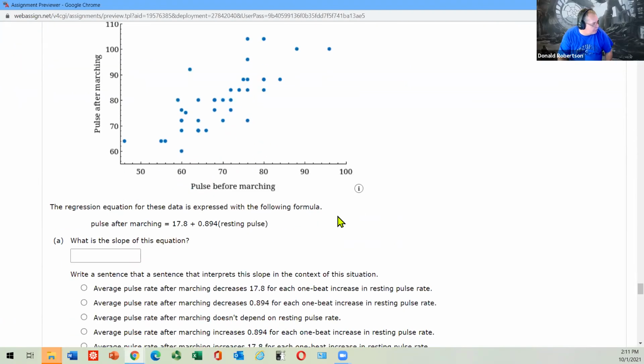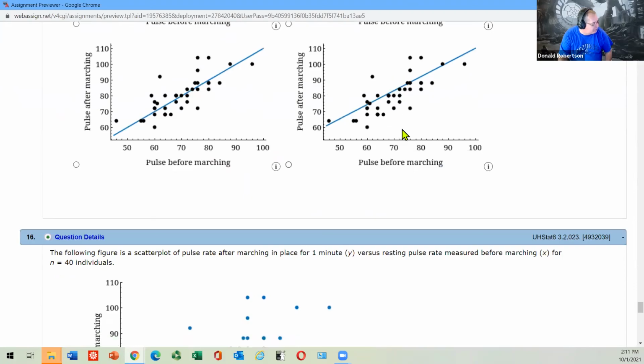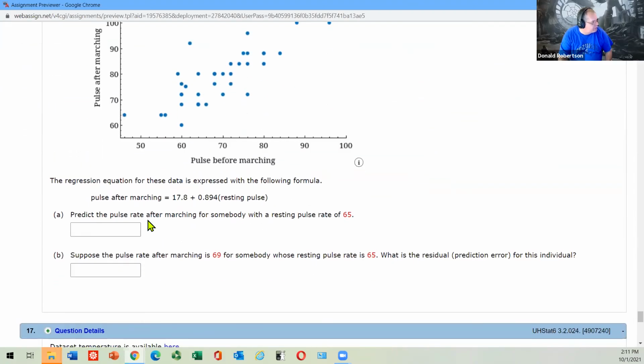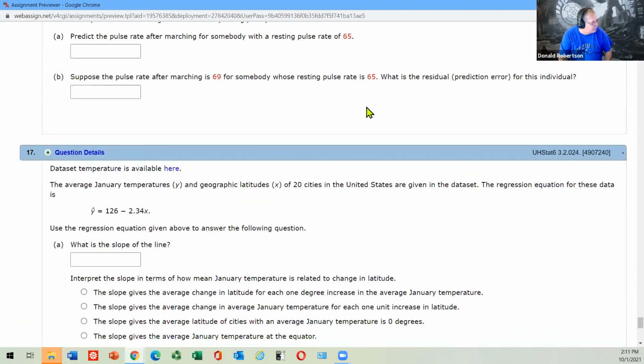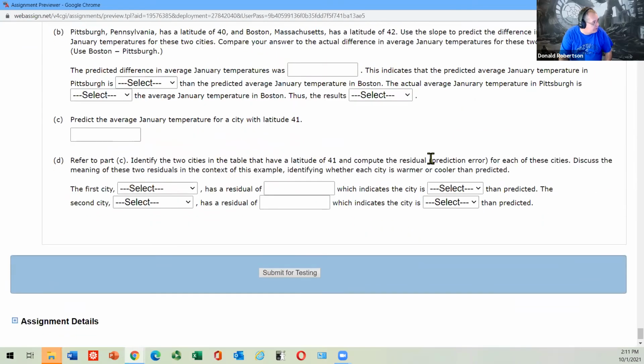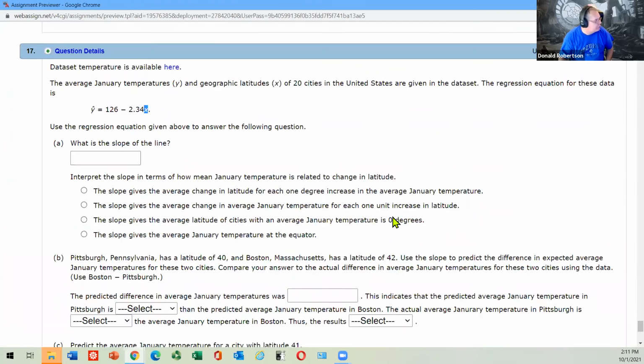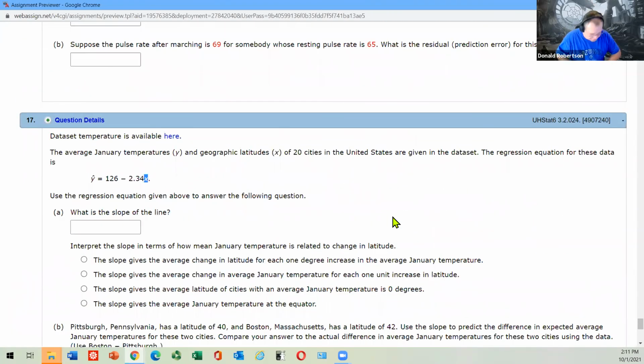Here is a formula to do with pulse rates. It's pretty much the same old stuff. Another pulse rate question, nothing special. Here's one where that would be predicted January temperature, and that would be latitude. And they're comparing two different places. Do I have enough time for that? Yes, I do. Good. Okay, I'm going to pause on 17 and do it at the side.